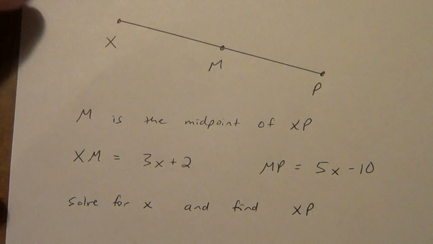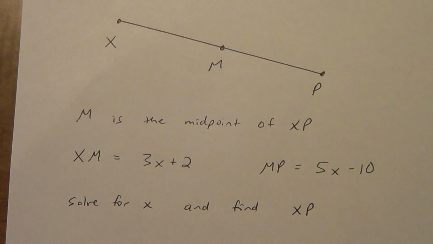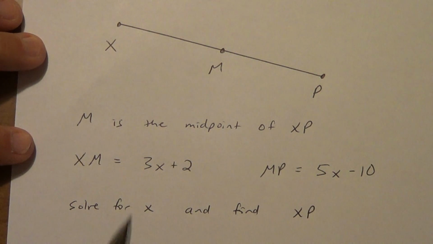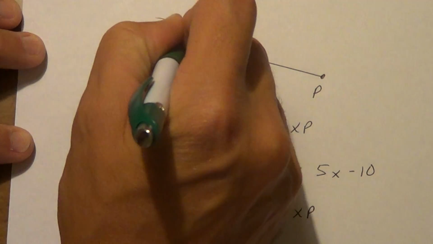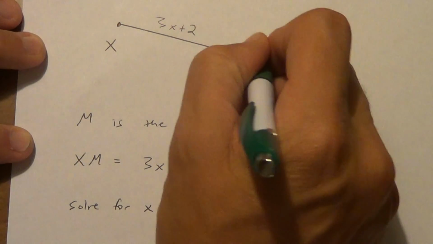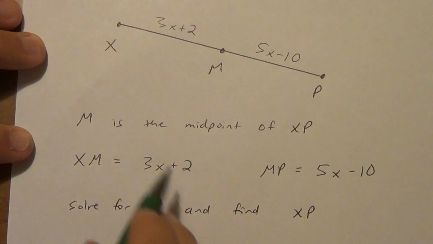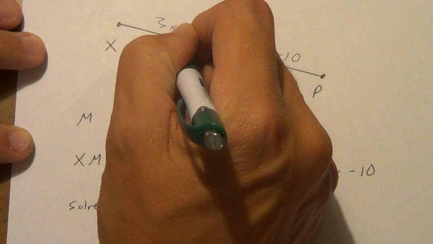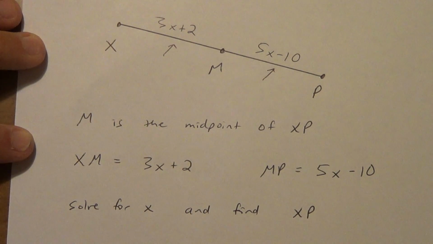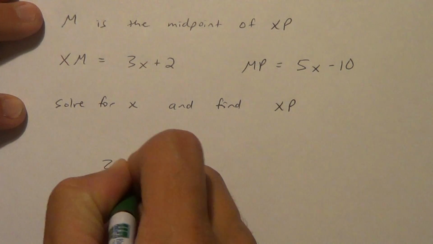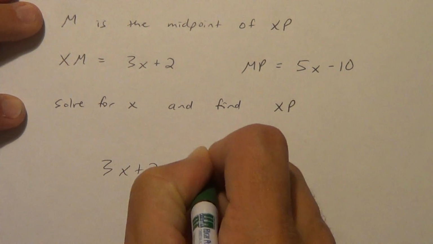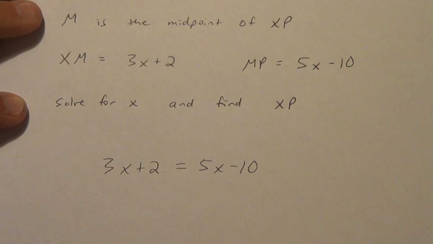Alright, you should have paused that, solved it. Let's take a look at it. What does it look like? So, XM is 3x plus 2, 5x minus 10 for this other part. Midpoint means that these 2 pieces right here are congruent. They must be equal. So we're going to set up an algebra problem. 3x plus 2 equals 5x minus 10.